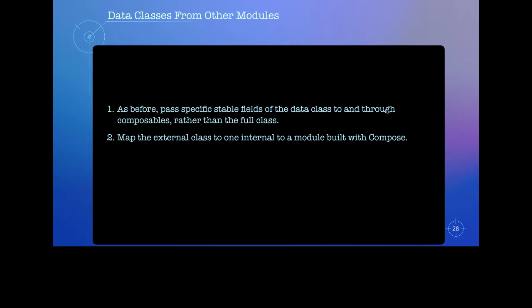So in these cases, same kind of ideas as before. If possible, pull specific stable fields out of that data class and pass that through the composable rather than the full class, or just map that external class to one that is internal to the module that you are using, that is built with Compose.